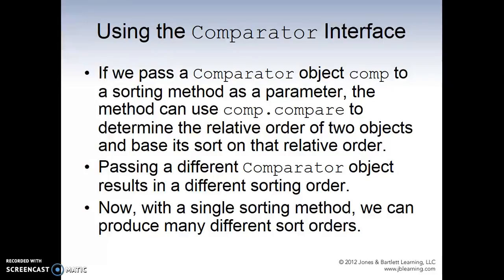Right, because we compare object to object now. We didn't compare the primitive types like in compareTo. Compare determines the relative order of two objects and the sort is based on that order. Different comparator objects result in different sorting orders. With a single sorting method, we can produce many different sort orders.